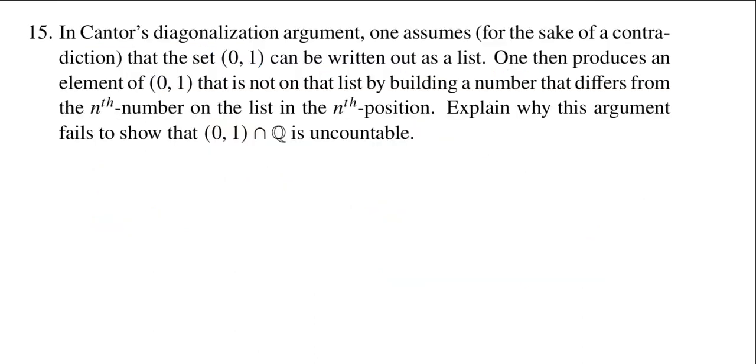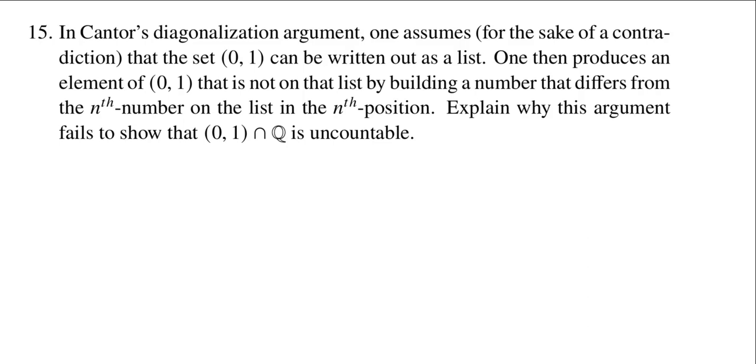All right, so in problem 15, this is actually a repeat of a problem from Superquiz 1. It says, in Cantor's diagonalization argument, one assumes, for the sake of a contradiction, that the set [0, 1] can be written out as a list. One then produces an element of [0, 1] that is not on that list by building a number that differs from the nth number on the list in the nth position. This should sound a lot like what we did in the previous problem. Explain why this argument fails to show that the interval [0, 1] intersected with Q is uncountable.